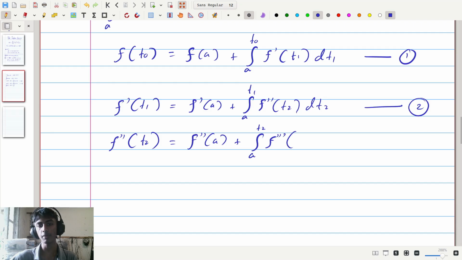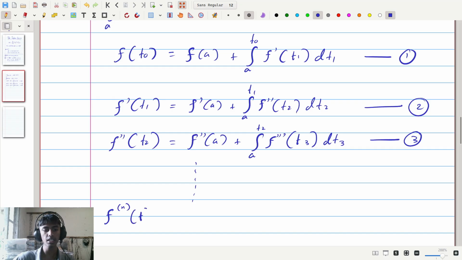And f triple prime, I'm going to put the variable in here as t3, dt3. This is going to be equation 3. Moreover, as we keep doing this, we can see that any integral, which I'm going to be representing as fn of t, and here, since our zero derivative has a variable t0, we can see that the n derivative would correspondingly have a variable tn. This is just so that we can make this systematic and make the equations look nice.